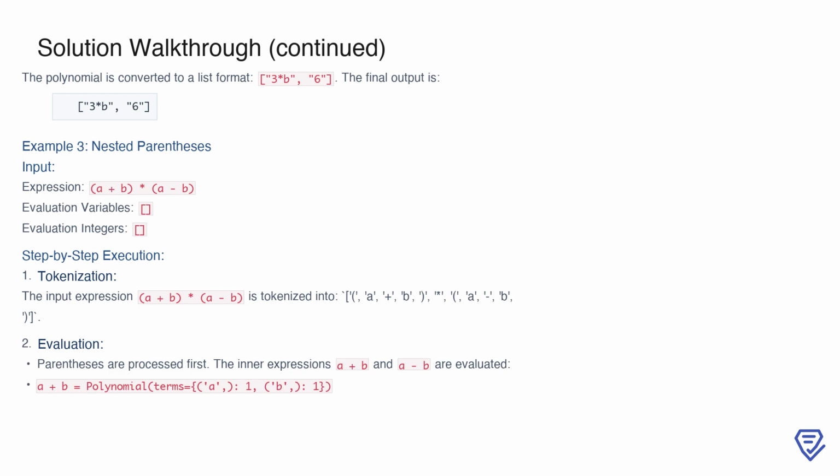The resulting polynomial is polynomial terms equals b comma 3, 6. For the output conversion, the polynomial is transformed into a list format, resulting in 3 asterisk b, 6. This gives us the final output for the expression with variables. Now, let's explore an example involving nested parentheses.